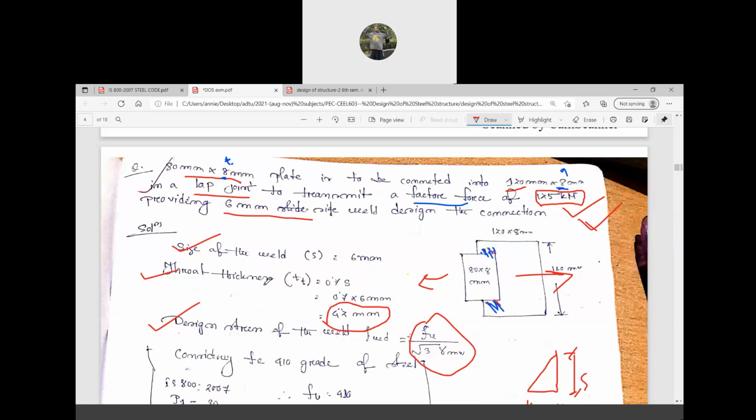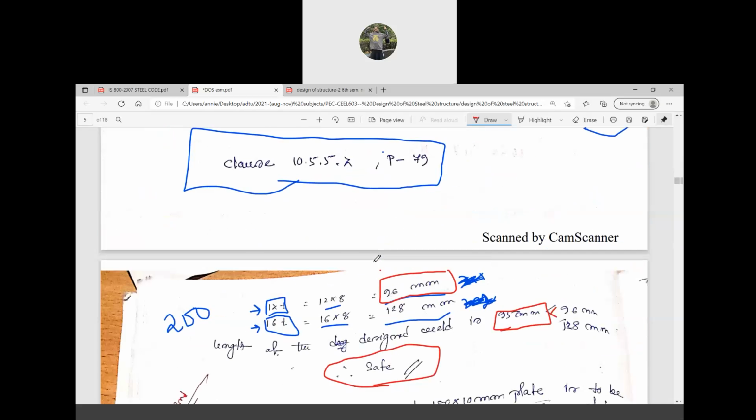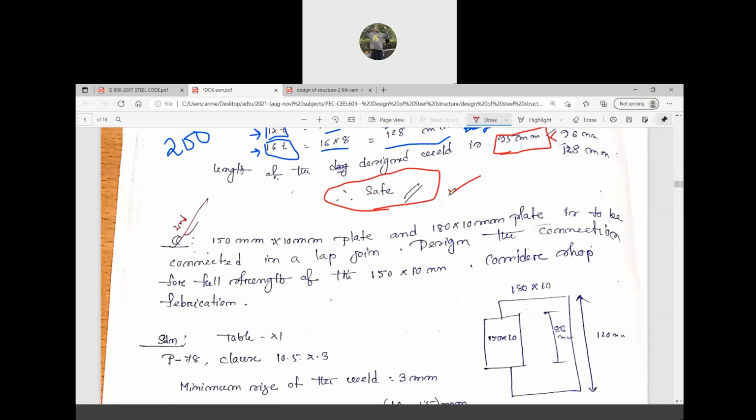We'll check how it is different, how the different questions which you're going to get. This is one question, simple, where you have to follow the IS code. This was safe, well and good. Now we'll take another question.